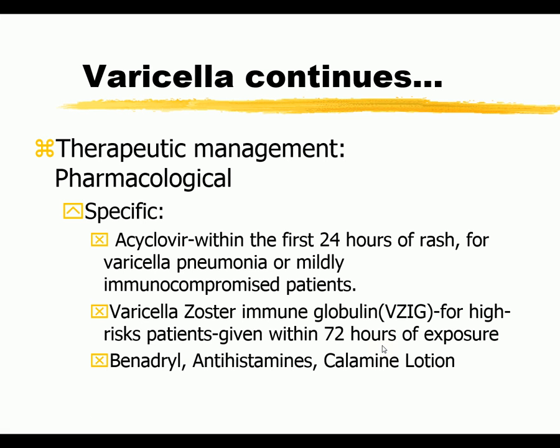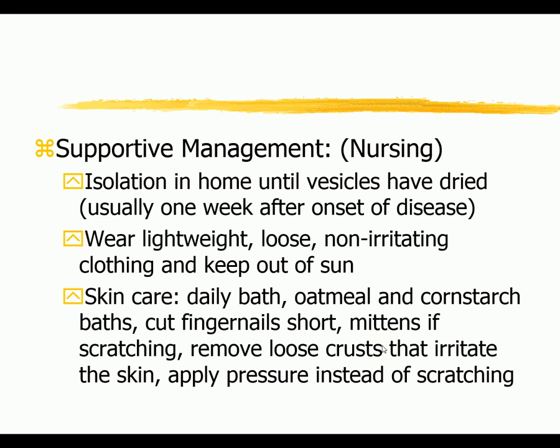Now, where does this come from? This comes from humans or animal donors that have passive immunity. In other words, it's prepared from the plasma of normal blood donors that have high antibody titers. And it's usually available from the American Red Cross, okay? Benadryl, antihistamines, and calamine lotions otherwise. Be very careful with calamine lotion, though. You don't want to put that in a lot of open sore areas because then it can be absorbed systemically. Supportive management, then, is just isolation until the vesicles have crusted, usually about a week.